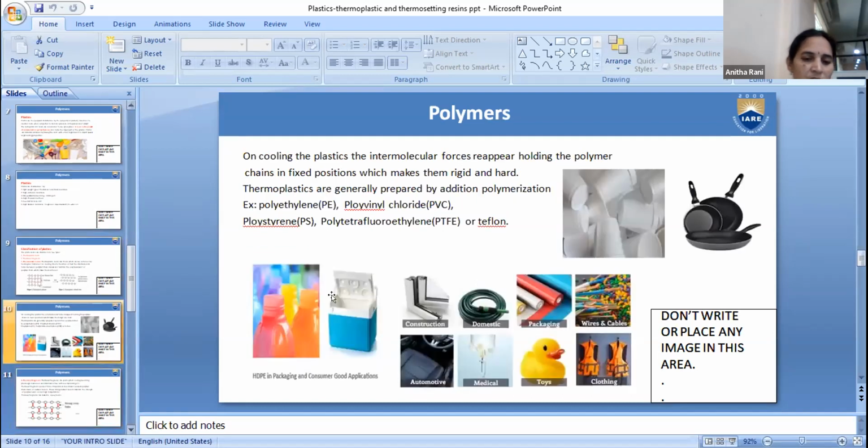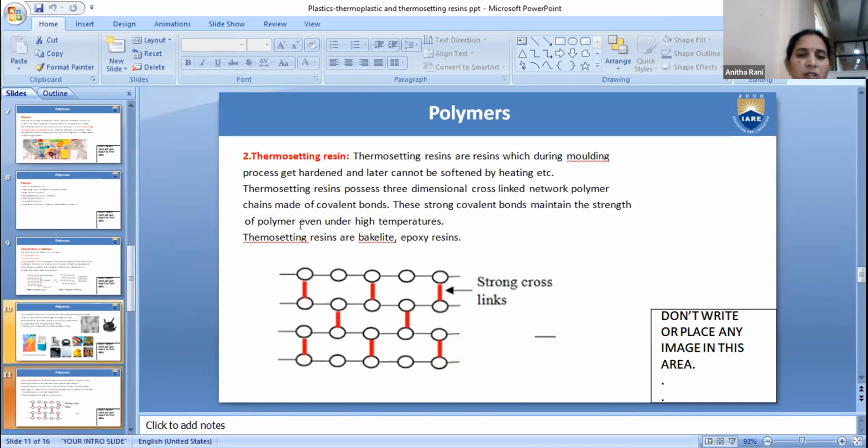For example, if you take a bottle, after using it you can apply heat, you will get a soft material, and you can make it into any other shape. But thermosetting resins are resins which get hardened during the molding process. That means you get a hard material during molding itself, and later it cannot be softened by heating. If you apply heat to that article afterwards, it does not become soft.